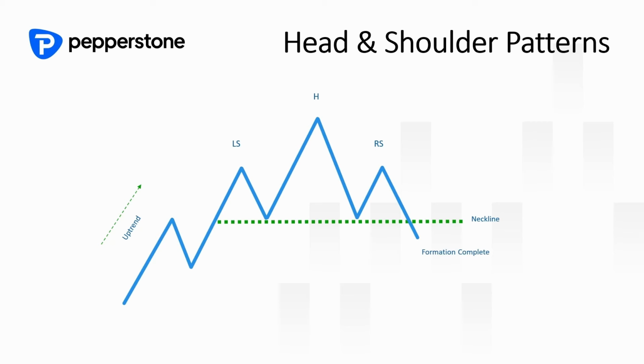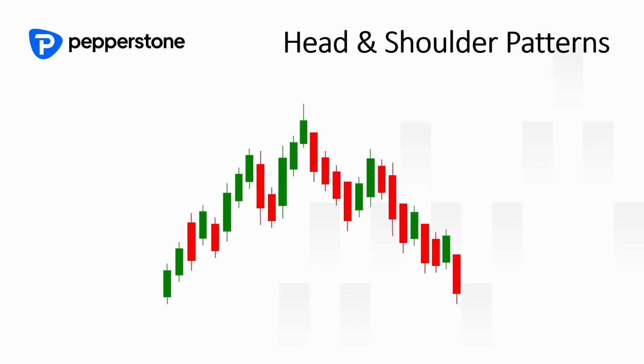In the real market, it looks something like this. We can see that we've got the uptrend in place with a series of higher highs and higher lows prior to the pattern. We can then go ahead and label the head, the left shoulder, and the right shoulder. Then we draw the neckline, and once we have that candle that breaks through, this formation is complete and ready to trade.